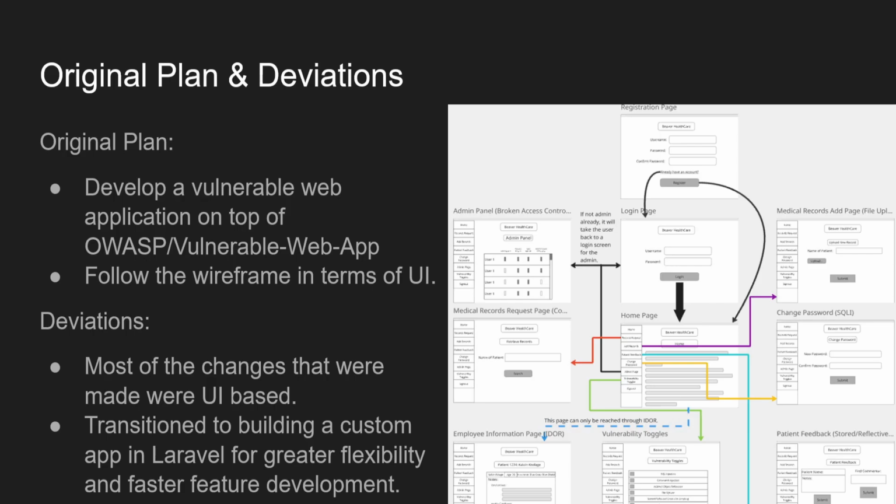In terms of original plan and some deviations, most of our original plan was just to develop on top of the OWASP vulnerable web app and follow the wireframe UI as you see to the right here, which is just where we wanted it to look like and use. However, most of the changes were UI based, in terms of front end. Some stuff just didn't work out quite well. We also transitioned from using the predetermined vulnerable web app to building a custom app in Laravel, mostly for greater flexibility and faster feature development.